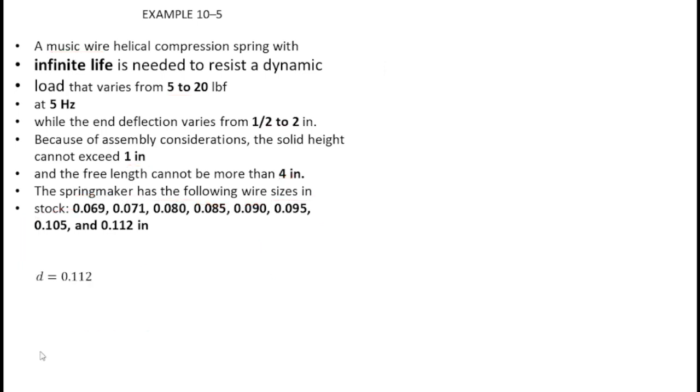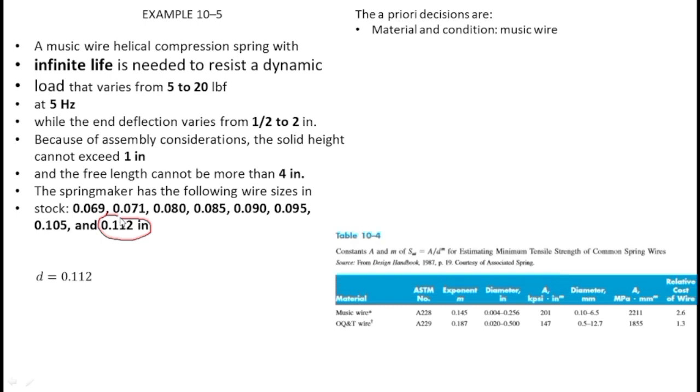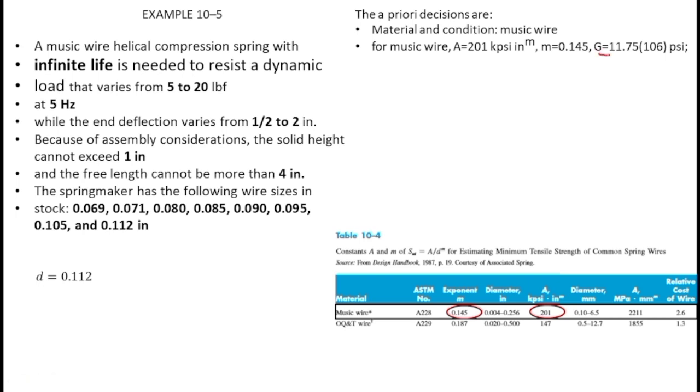So let's say you take wire diameter 0.112 inches, which is this one. You will have to take some decision, as you are given that the material is music wire. So in the music wire, this is the table 10.4, for which in this table the values of m and A are given. m is 0.145 and A is 201. So these values will be used later on here. This relative cost will also be used. Here if you see, the value of G is 11.75 Mpsi. This value is taken from another table.